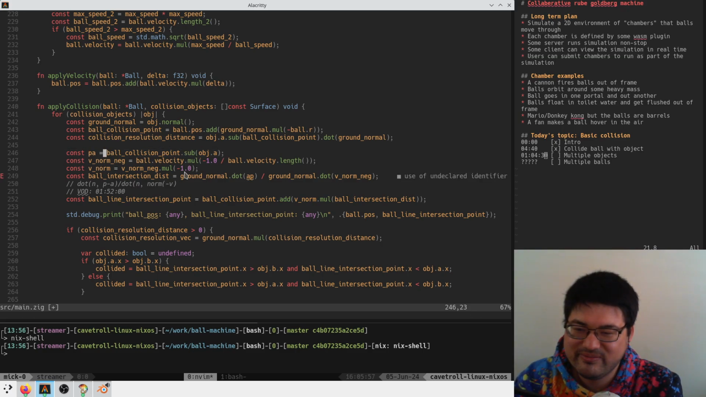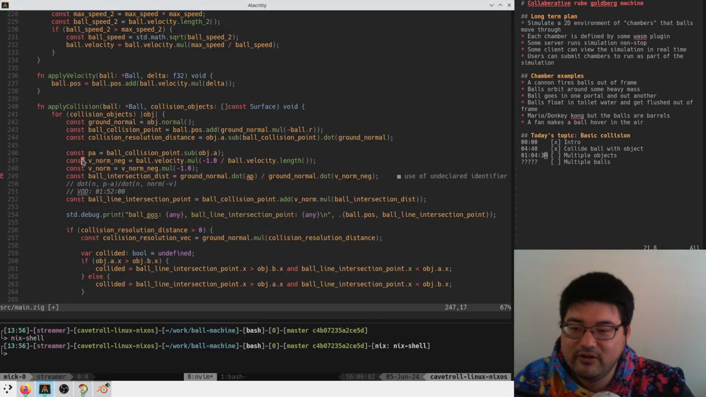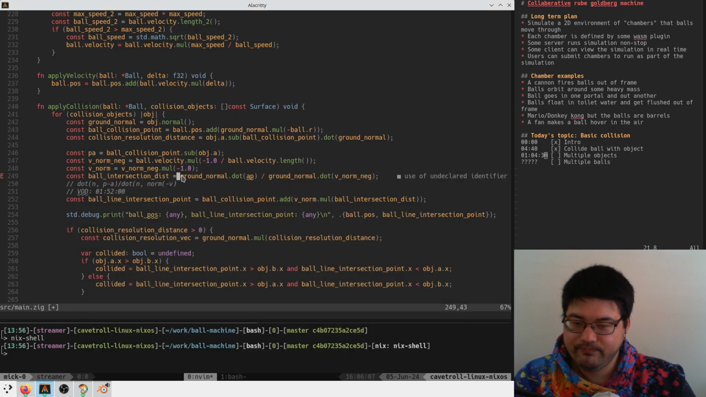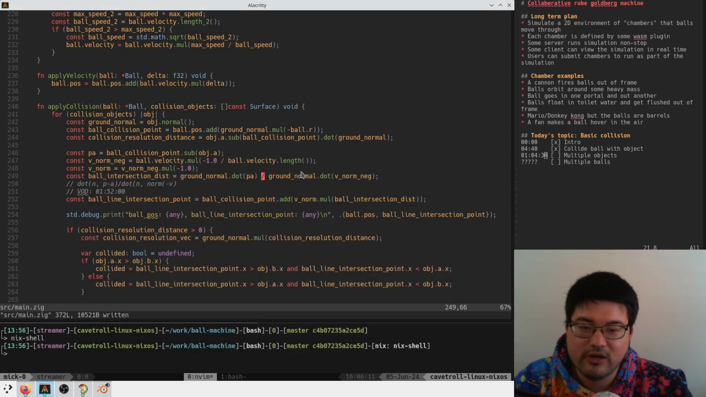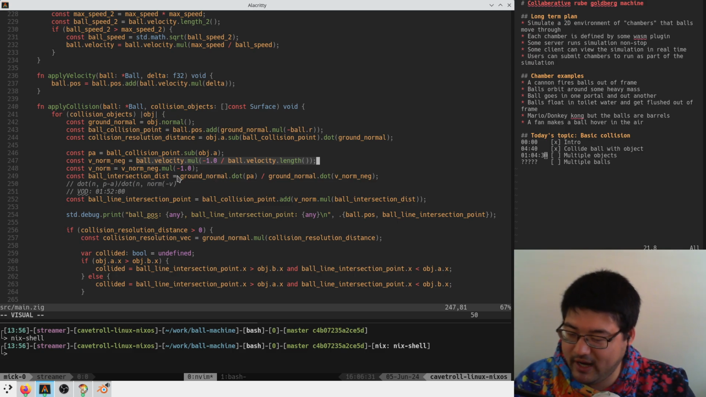So PA is this, ball collision point minus object A. We dot product ground normal dotted onto PA, divided by the dot product of ground normal dotted with negative normalized V. Let's make sure I got normalized V right. Negative normalized V is -1 over the ball velocity length. So this should give me normalized that. That makes sense to me.